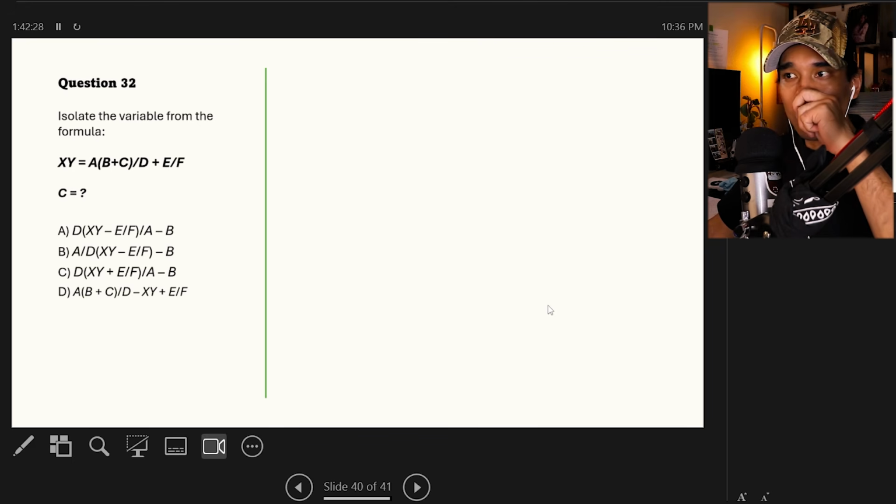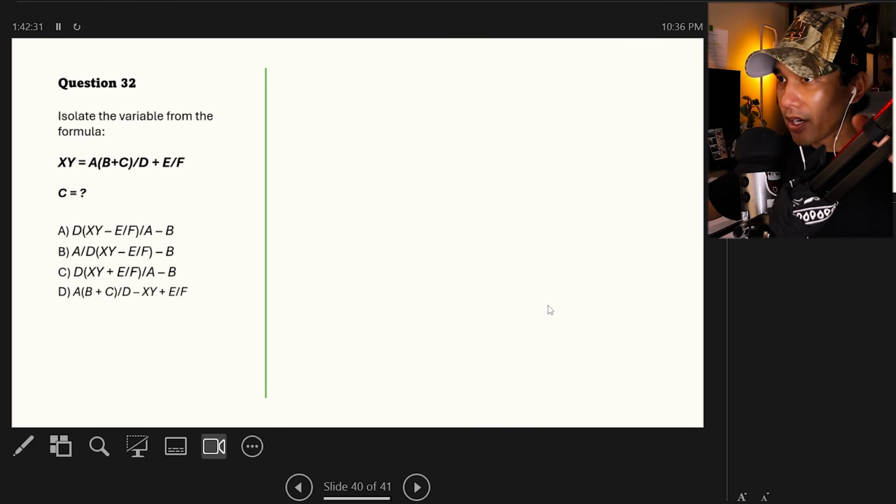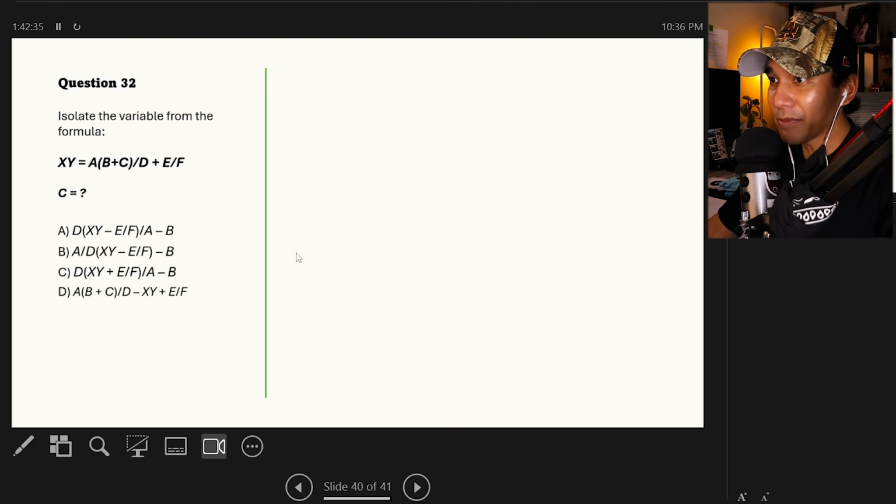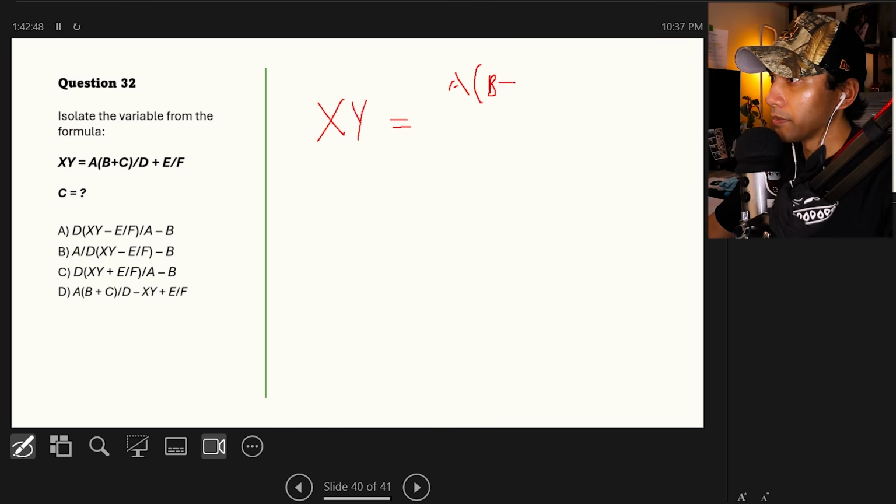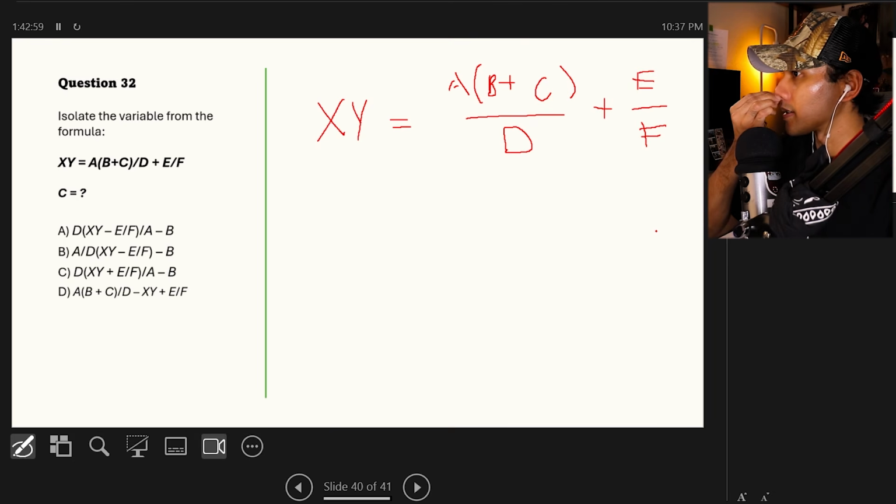Okay, this one over here. Isolate the variable from the formula. This one may seem tricky, but it's not that bad. So you just need to know algebra. X, Y equaling A, B plus C over D plus E over F. So what would you do first in this equation?